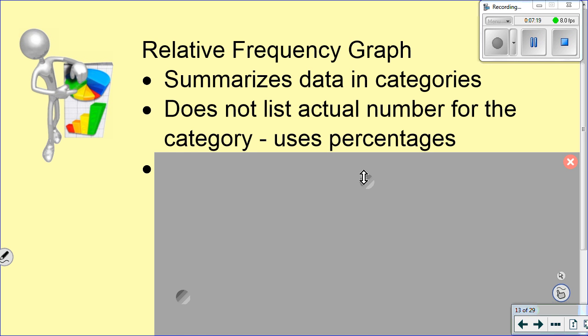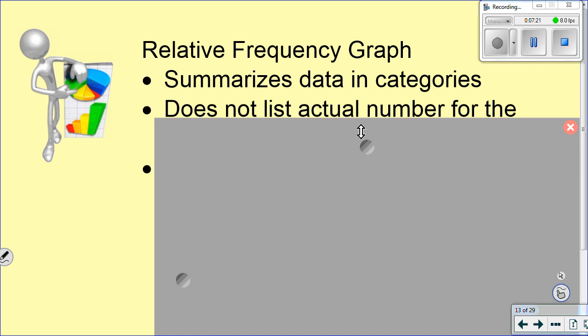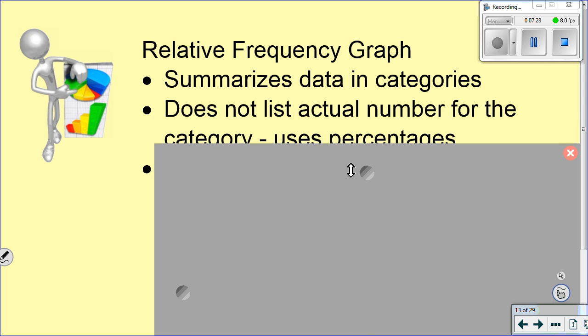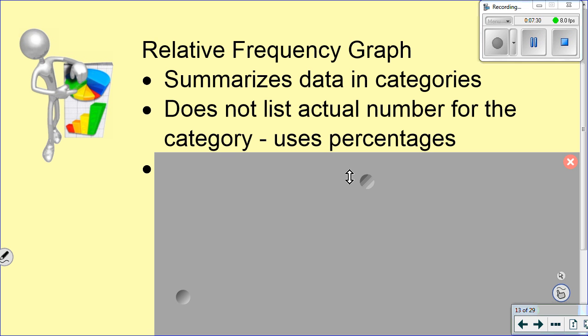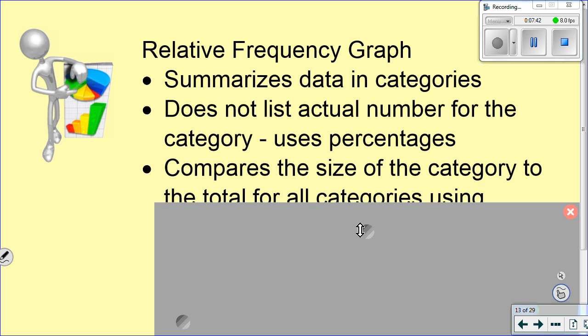All right, so let's look at some key points. A relative frequency graph summarizes data. It does not list actual values. It uses percentages, but you're not going to see, if 3 people are 5 feet 2 inches tall, each piece of that data. You're just going to see it as a part of the whole.